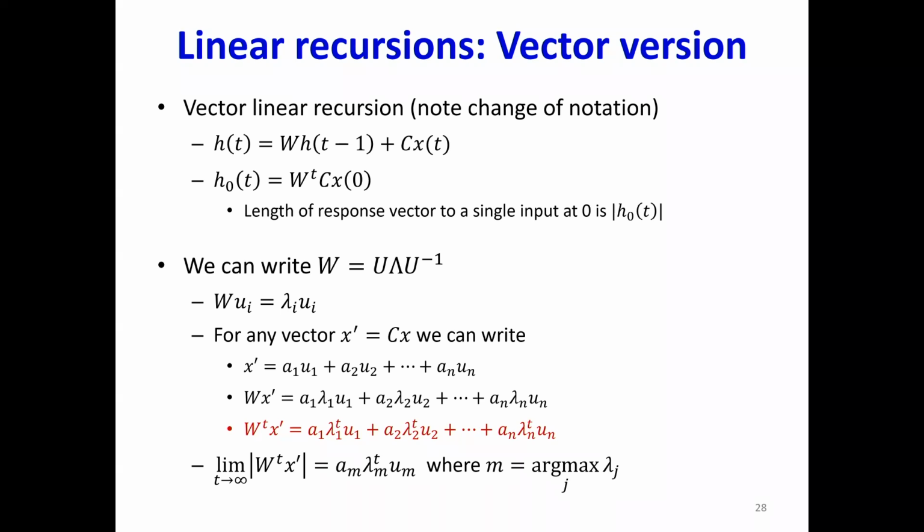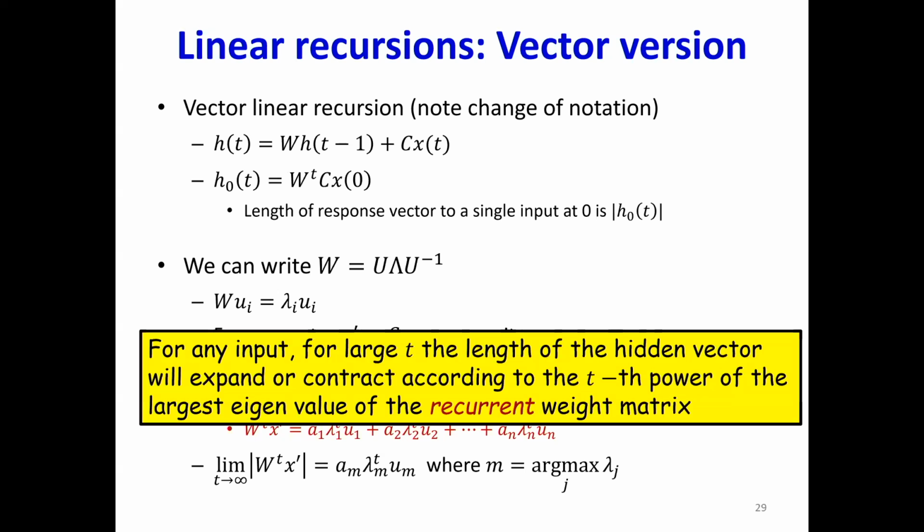Right? So what does this tell me about the behavior of this recursion? This recursion is only going to preserve the component with the largest eigenvalue, right? And furthermore, the length of the hidden vector will expand or contract according to the tth power of the largest eigenvalue of the weights matrix. That's about it, of the recurrent weights matrix.